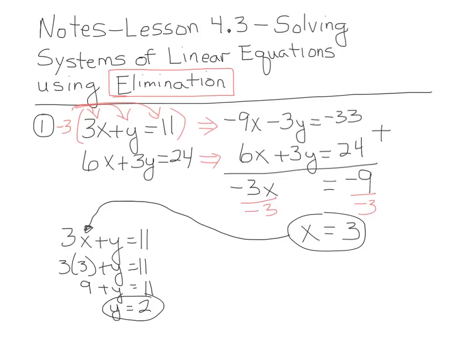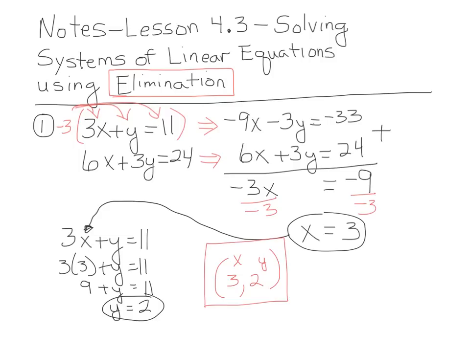In my solution, I'm going to put it as an ordered pair. And remember, x always comes before y in an ordered pair. So my solution, x is 3 and y is 2. And that is the point of intersection.